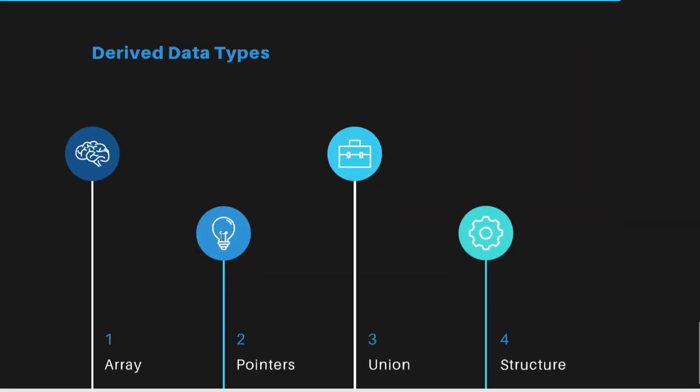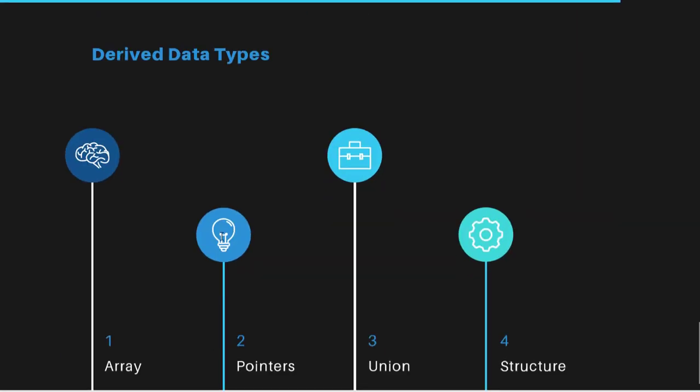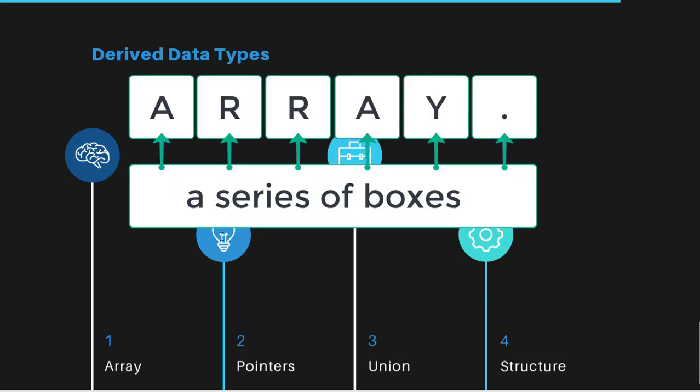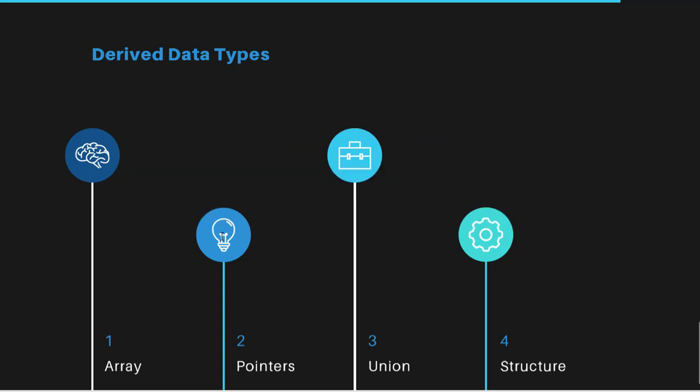So the derived data types has the array, pointers, union, and structures. Arrays is a fixed size sequential collection of variables of the same type. So it's like having a series of boxes arranged together under one tag and also have the same data type. So you can't have an array which can contain integers and floats at the same time. It's either containing floats separately or integers separately.